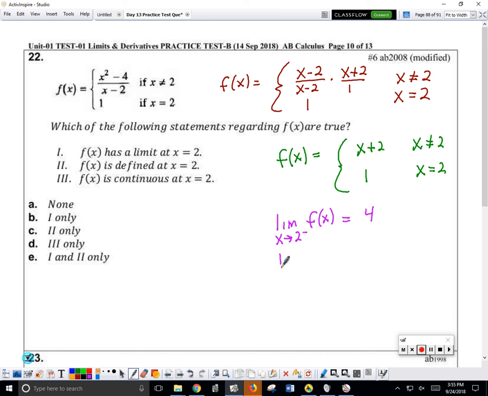And how about the right-hand limit, Liz? Well, you'd do the same one because unless it's exactly 2, you have to use the other one. Perfect.